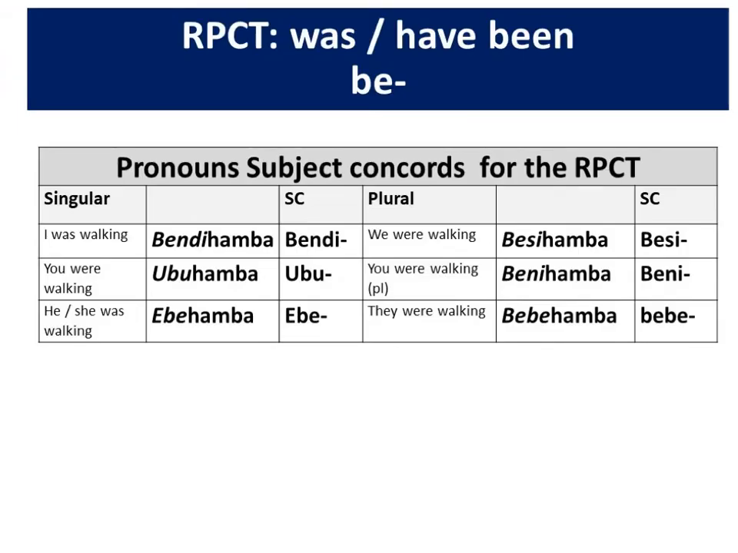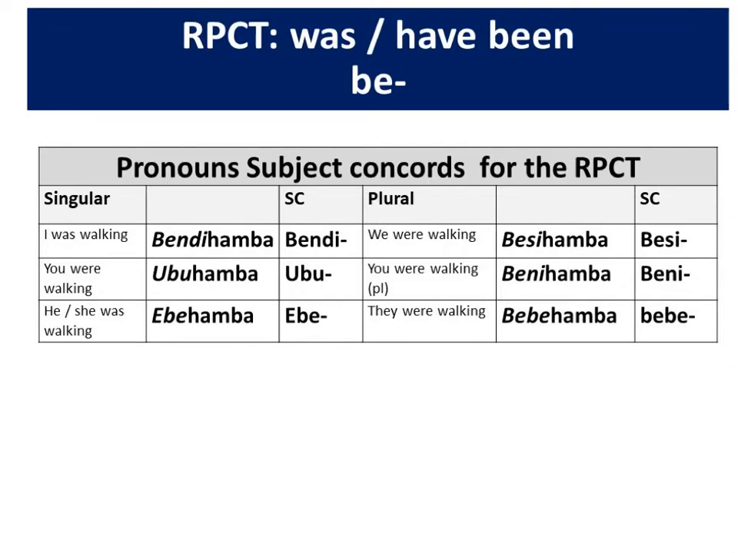To create the recent past continuous tense, we are simply going to be adding a prefix to our subject concord, and that is the prefix be. And you'll notice that the verb still continues to end on an a. If you remember, we spoke about the short and the long form of the recent past tense, which was indihambe or indihambile. But when we do the recent past continuous tense, you still have that a at the end, and you're just adding the be to the front of the concord.